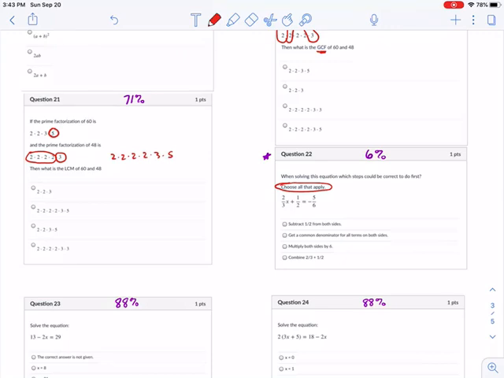So what could we do? Subtract 1/2 from both sides. That would be okay. We could do that if you want to. That's allowed. You could just minus 1/2. Minus 1/2. Yeah, that's allowed. How about getting a common denominator for all terms on both sides? Yes, we could do that. That's what I would do. So we would make them all 6.